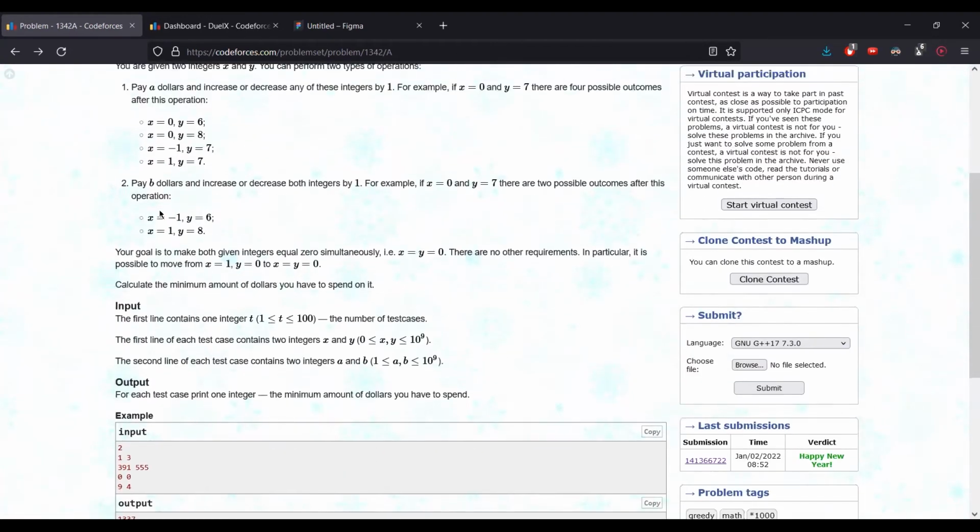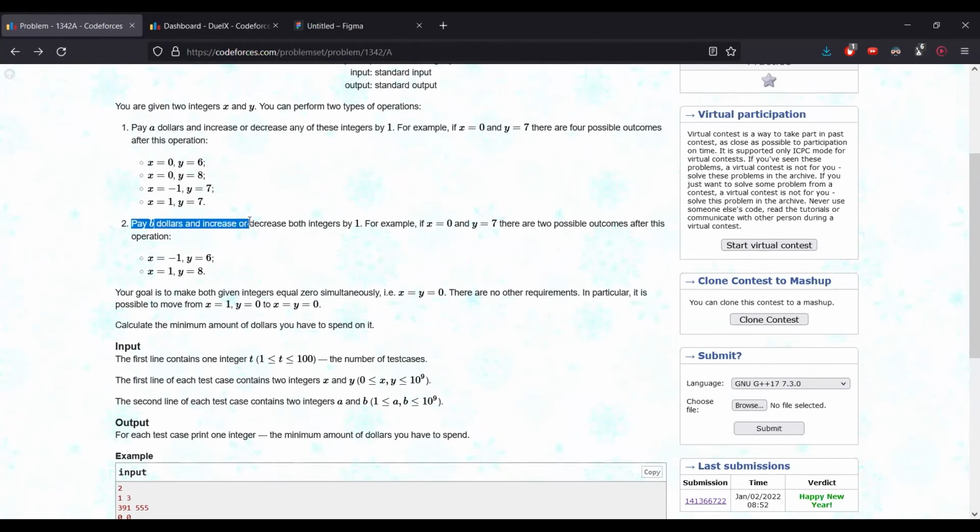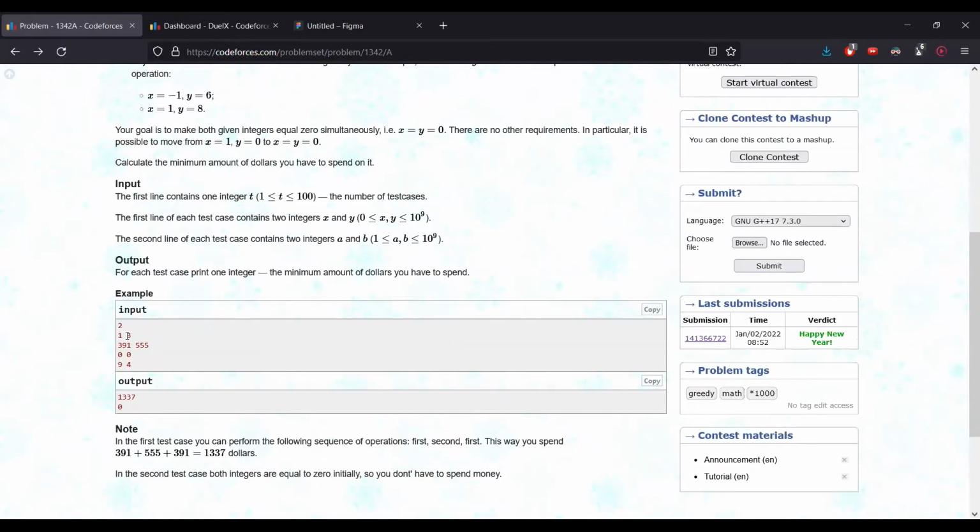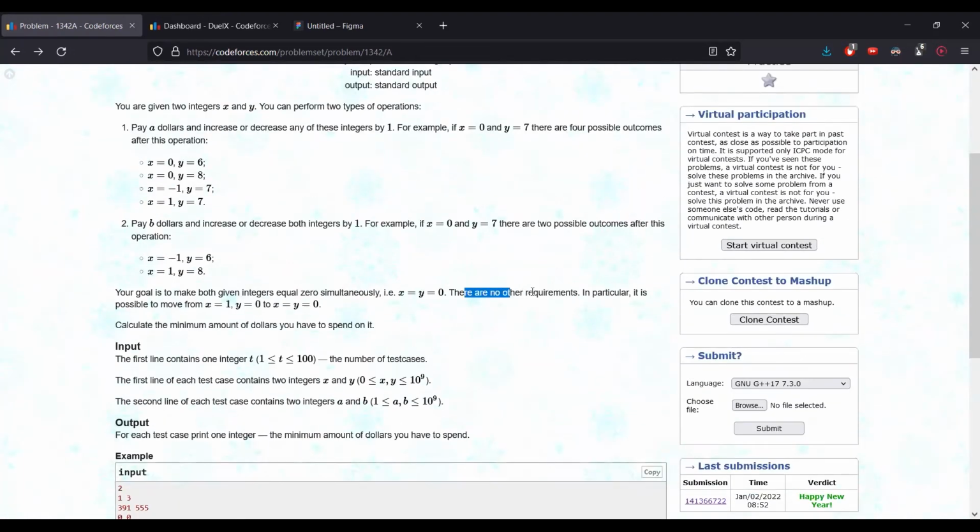The second operation says you can pay $B and increase or decrease both integers by 1. For example, if you have 1 and 3 here, you can pay $B to make both of these 2, 4 or 0, 2, right? There are no other requirements in particular. It is possible to move from x equal to 1, y equal to 0 to x equal to y equal to 0: you pay $A, x will become 0, y is already 0. What you need to do is calculate the minimum amount of dollars you have to spend.